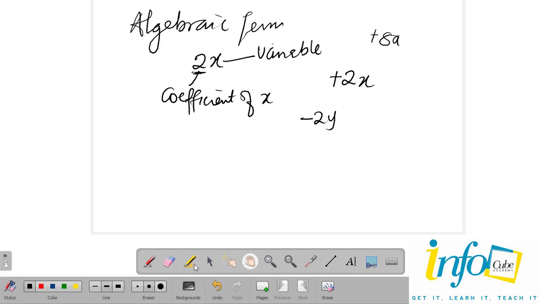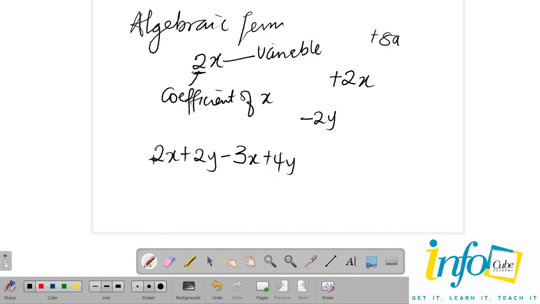Another thing you need to know about algebraic terms is that they move with their signs. So let's say, for instance, I have a question like this. Now look at it very well. I can move any of these algebraic terms anywhere I want with the signs. Now what do I mean by that?